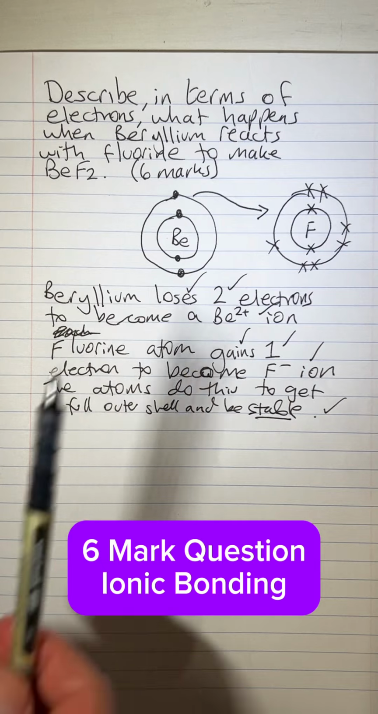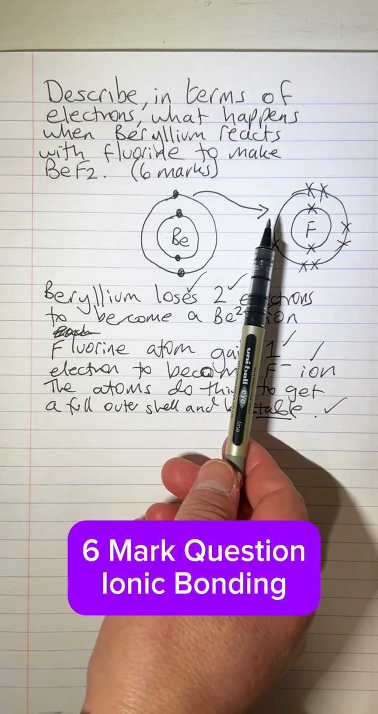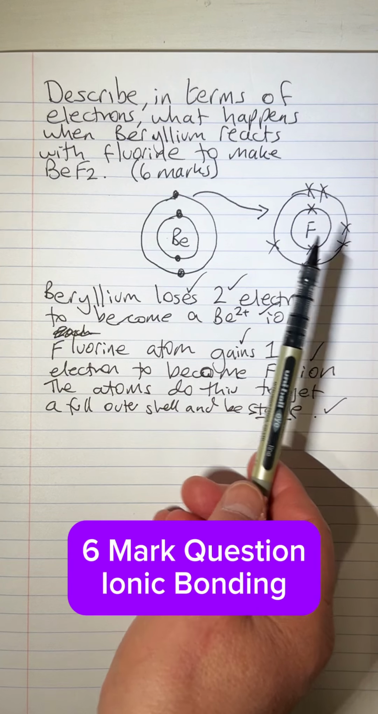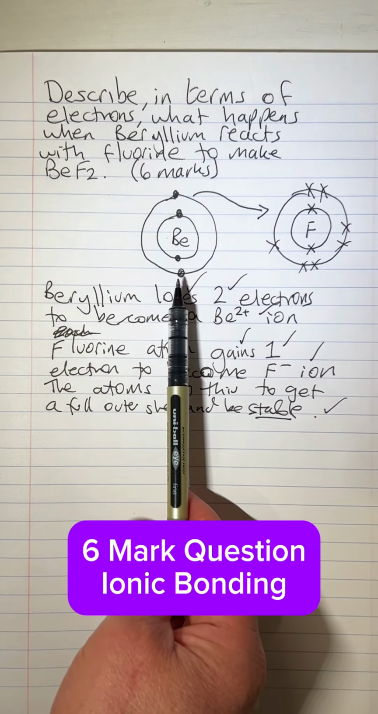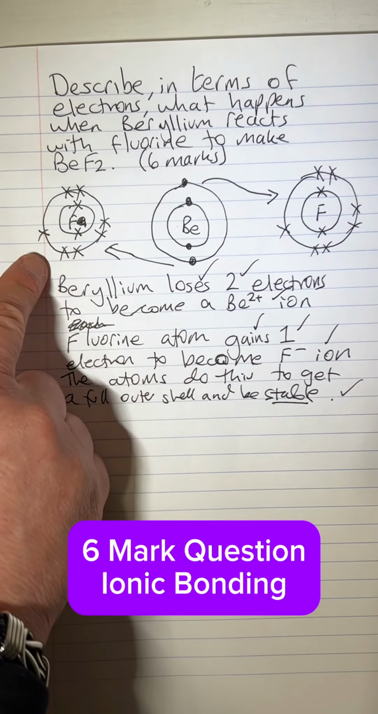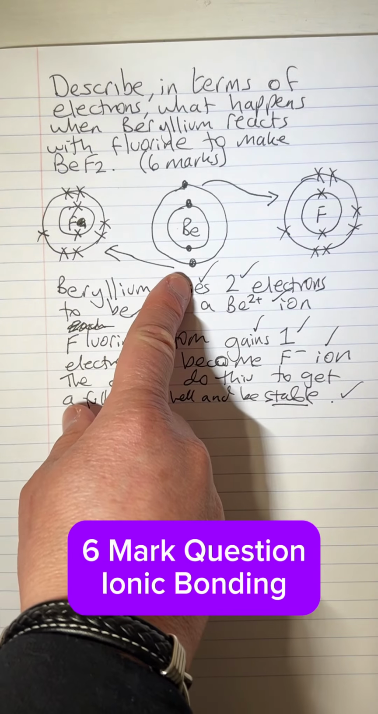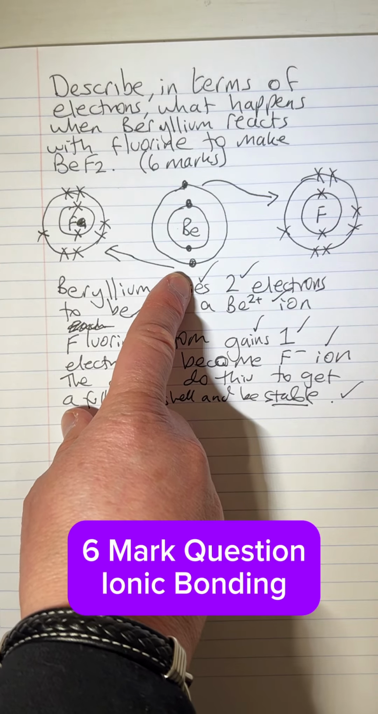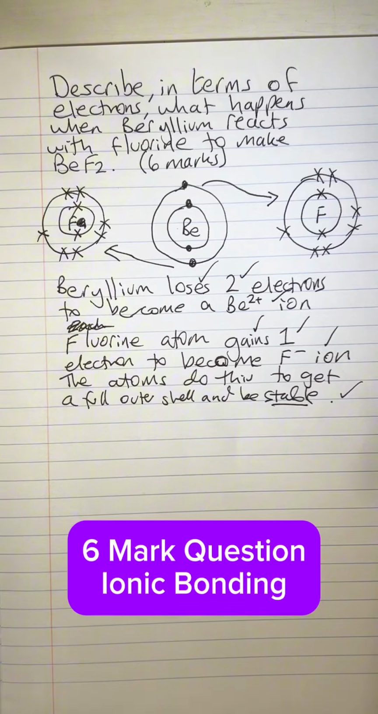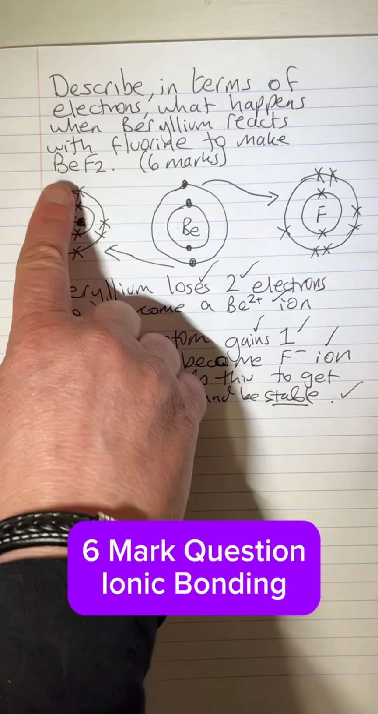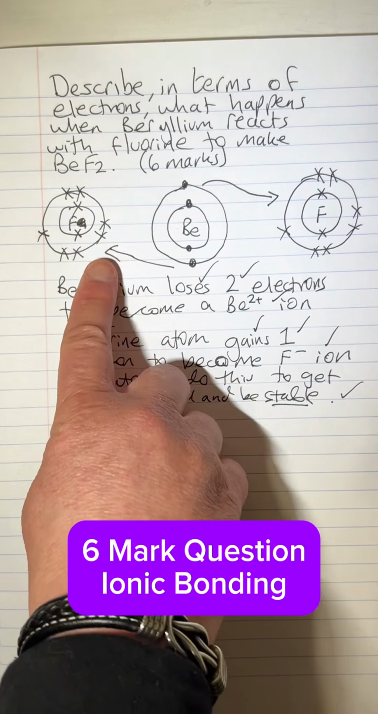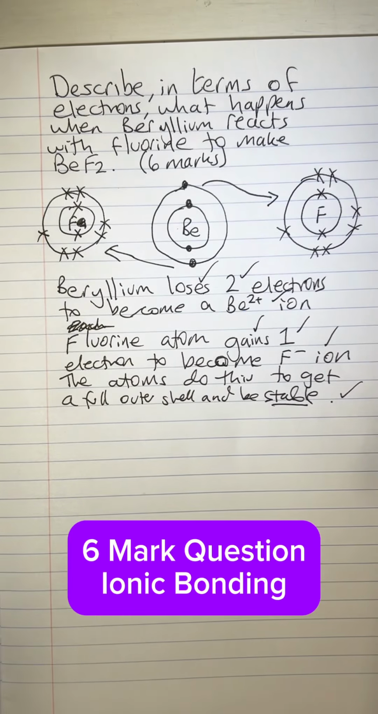We can see in this case, if beryllium gives an electron to fluorine, then the fluorine has a full outer shell, so that's stable, but beryllium still has another electron it needs to get rid of. So this is why we need another fluorine atom to accept the second electron from beryllium. So the beryllium atom gives 1 electron to this fluorine and 1 electron to this fluorine atom, and that's why it is BeF2, because for every 1 beryllium atom it needs 2 fluorine atoms to accept those 2 electrons.